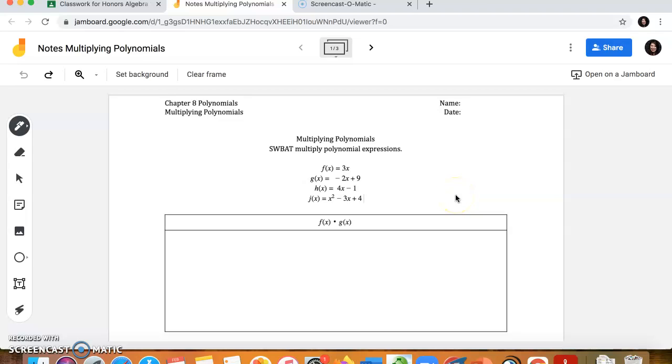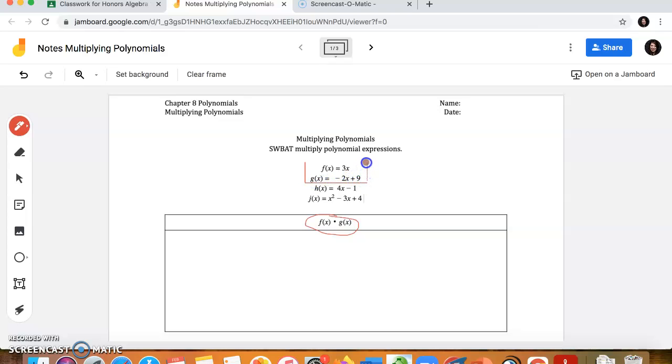Hi, this is Ms. Brubeck, and today I'm making a video about how to multiply polynomials. As you can see here, we have four polynomials: f of x, g of x, h of x, and j of x. We're not going to use all of them for this first problem. For this first problem, it just says f of x times g of x, so we need to be using just the f of x and the g of x.